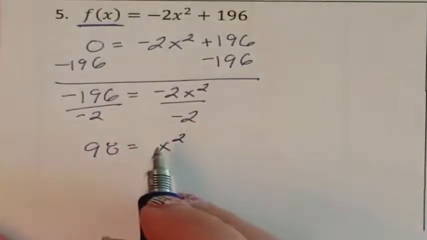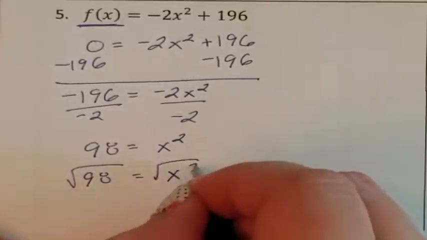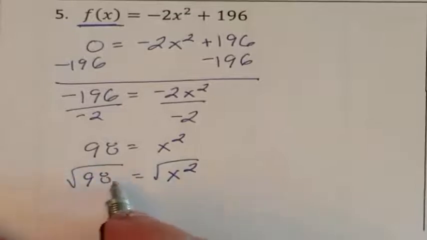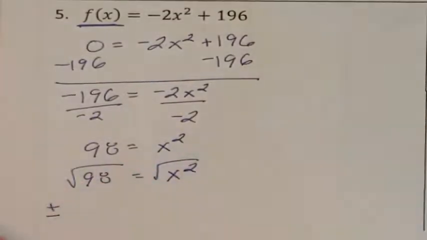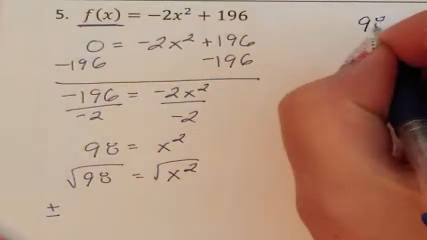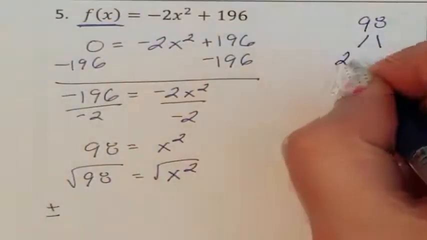I need to take the square root of both sides because I want the x by itself. So taking the square root of both sides, I chose to take the square root. If I chose to take the square root, I need a plus or minus. I need to prime factorize 98. And I don't know this one off the top of my head, so we're going to go ahead and use a factor tree. 98 I know is even, so I know 2 can go into it.